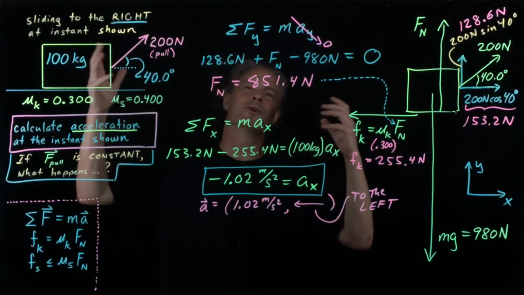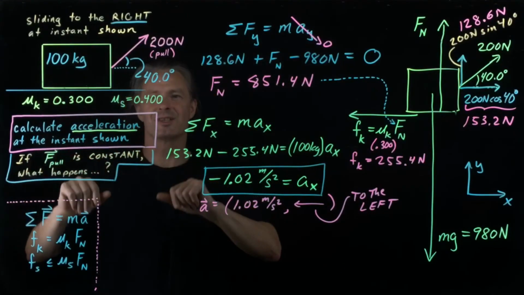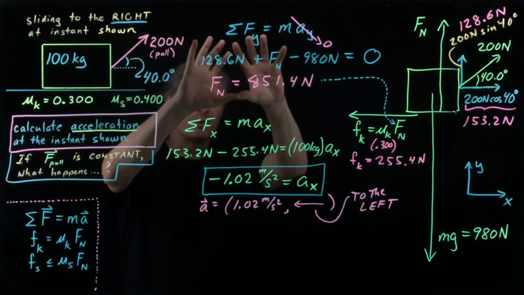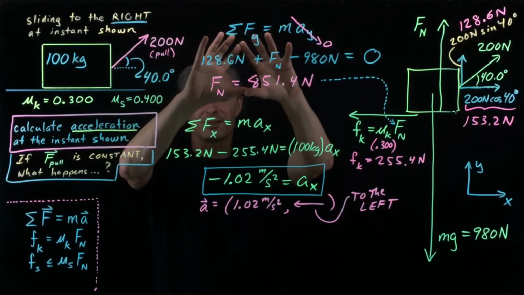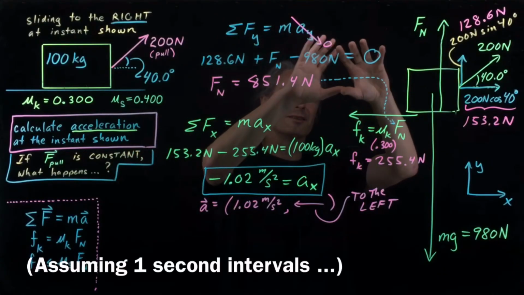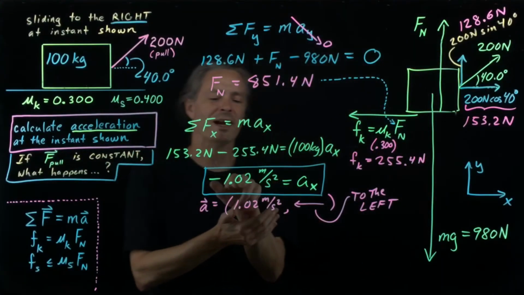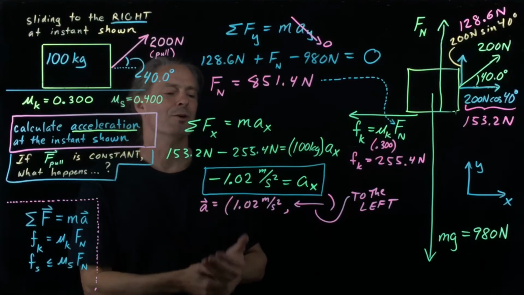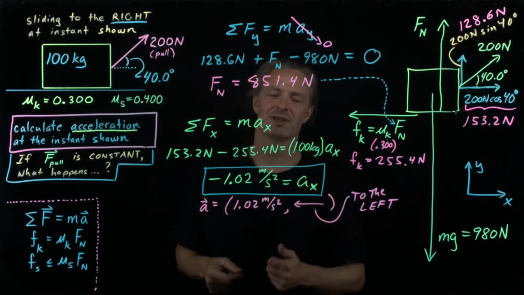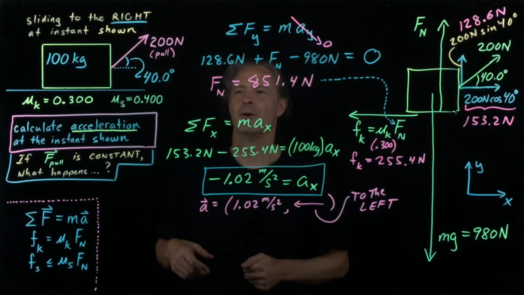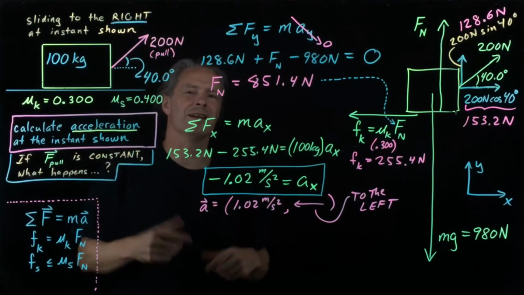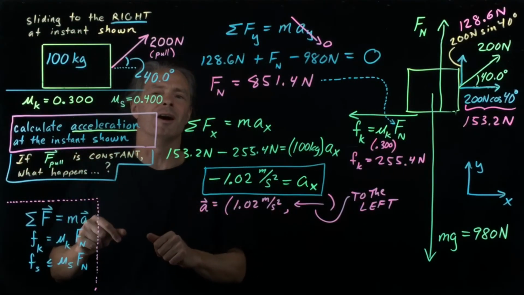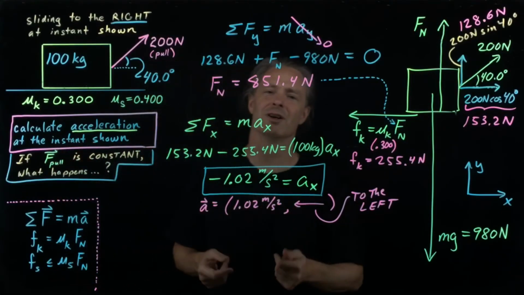So if it were originally traveling, just as an example, approximately at 5 meters per second to the right, after one more second, it would be traveling at 4 meters per second to the right, then 3 meters per second to the right, then 2 meters per second. And I'm rounding this, right? This is approximately 1 meter per second per second. All right, so if it were originally traveling at 5 meters per second to the right, and it might not have been, but if it were, in about 5 seconds, the thing would come to rest.